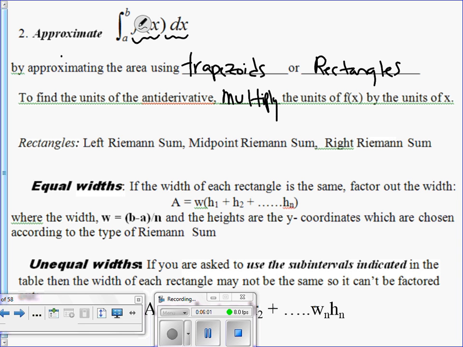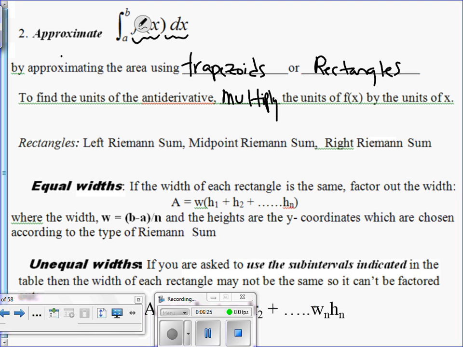If you have an interval from 0 to 10 and you're trying to fit in 5 rectangles, what's the width of each one? 2, right? You take b minus a over the number of rectangles to get the width. But with the charts, they usually tell you to use the intervals that they give you. But yes, you can factor out the width if they're all the same.